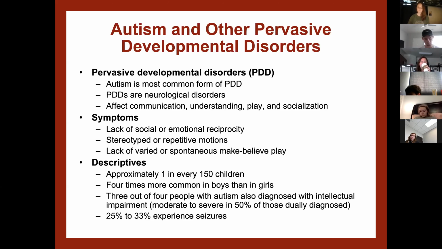It is seen in one in every 150 children, four times more common in boys than girls. Big difference there. Three out of four people with autism also have intellectual impairment, and in half of those, it's moderate to severe. Seizures are seen in 25% to 33% of people who have autism.